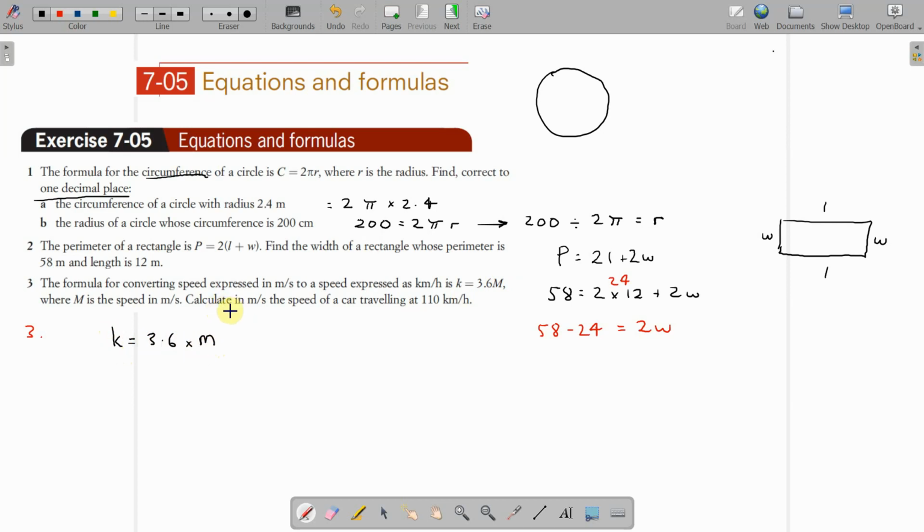Now, to make it interesting, they've switched it around, so we're going to find out what this is, knowing what this is. So K is 110, equals 3.6 times what we're looking for, the meters per second. So I'd say all you have to do is divide by 3.6 and that will give you the answer. How many meters per second? Yep, that's how you do that one.